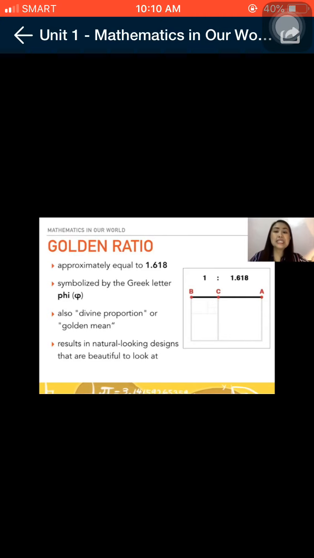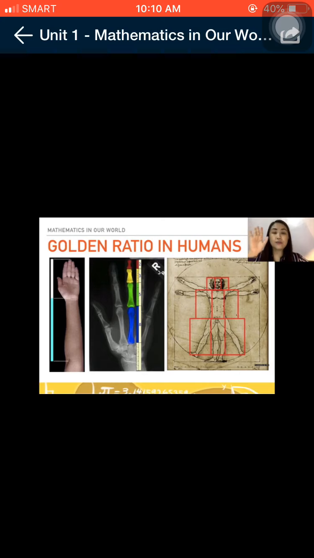So for example, we see this in our body. The ratio of your hand, of your palm to your elbow will be 1:1.618. Same with the bones on your finger. It's 1:1.618, 1:1.618. So as you can see, our body is a manifestation of mathematics.